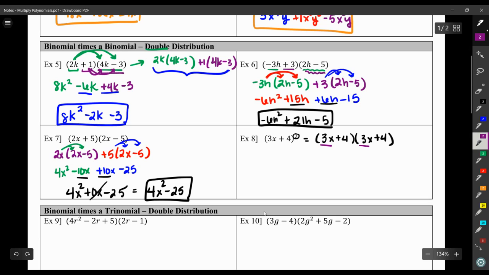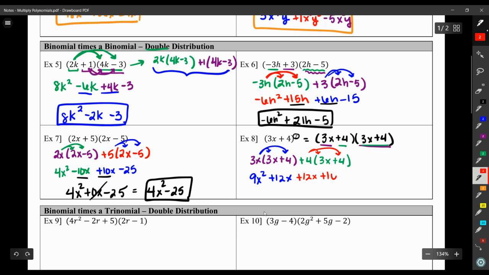We'll do 3x times 3x plus 4. Then we'll do 4 times 3x plus 4. So plus 4 times 3x plus 4. And now we can do the distribution. 3x times 3x is 9x squared. 3x times 4 is 12x. Then we have 4 times 3x makes 12x. And 4 times 4 makes 16. And when we look for any like terms, we see that 12x and 12x are like terms.